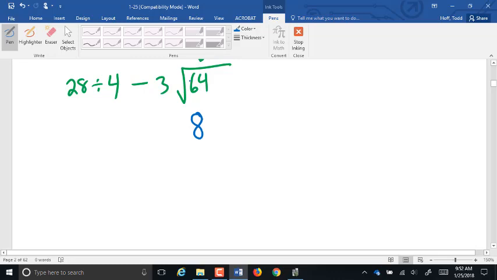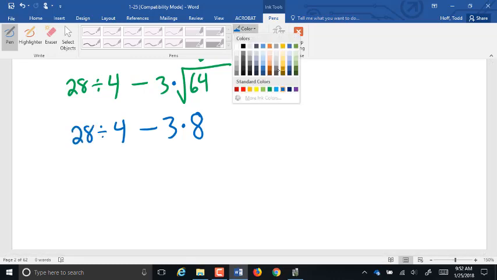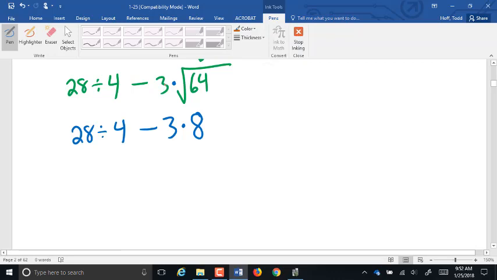Now, the second thing we had to look for is implied operations. Are there any here? Yes. There's that 3 that's in front of the square root with no operation there. That is implied to be multiplication. So now that enclosing symbol is gone. That actually takes care of our enclosing symbol and our exponent all at once. So now, no other enclosing symbols, no other exponents. We're down to multiplication and division.